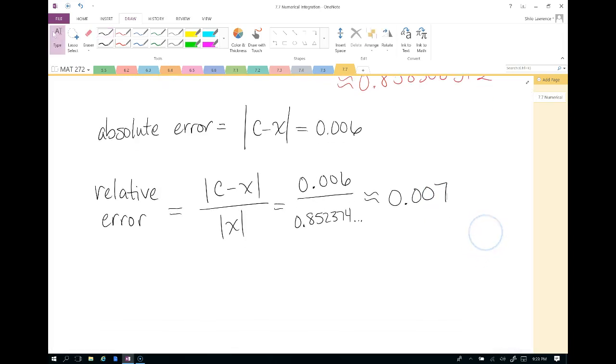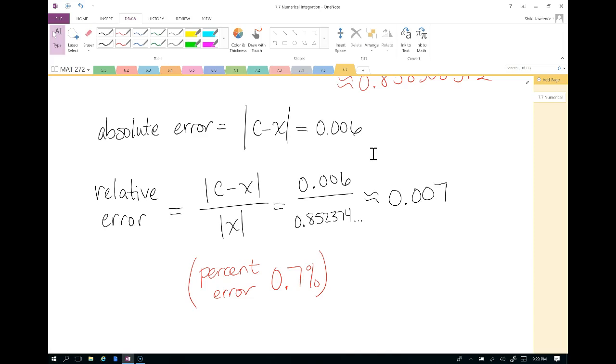So relative error is 0.007, but it's also common, and I'm going to write this in red, to think of this as a percent error and move the decimal point 2 spaces. We're not even off by 1% on that value. We're off by 0.7%. So that's really good. We got a really good approximation. We're off by less than 1%.